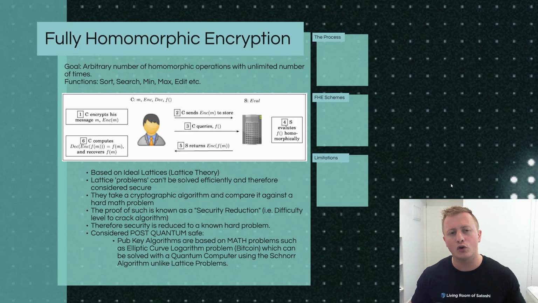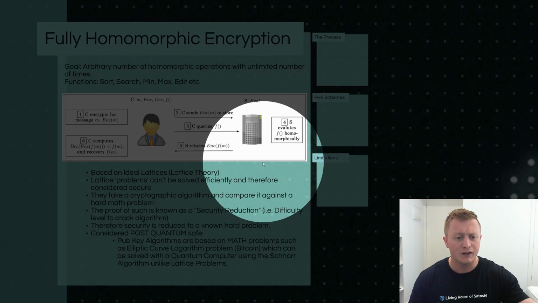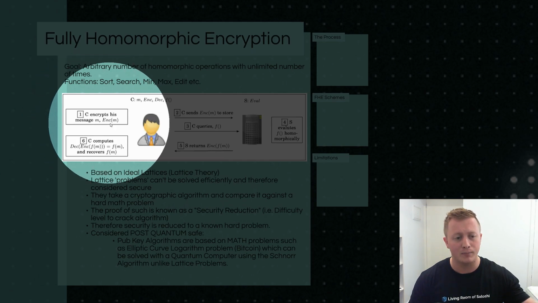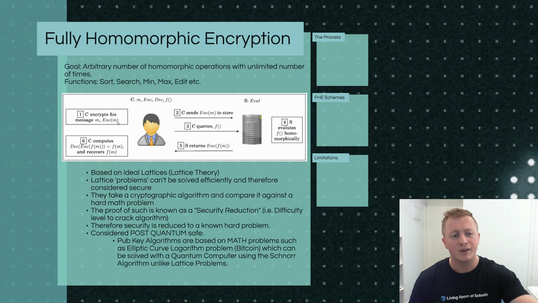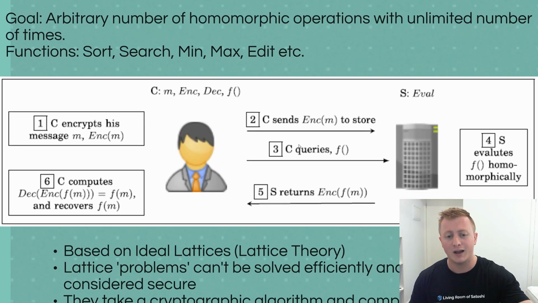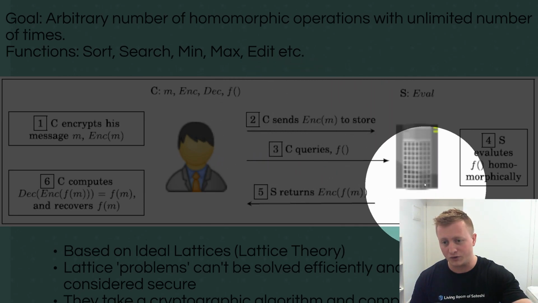So, like we've talked about, the goal of fully homomorphic encryption is to be able to do an arbitrary number of homomorphic operations, plus multiplication, an unlimited number of times. So this here is the evaluation of it. This is what we're looking for. So the client encrypts his message M, encrypt message. They then send it to obviously the server. So you have the second one here. The client sends the encrypted message to the server, which is here.